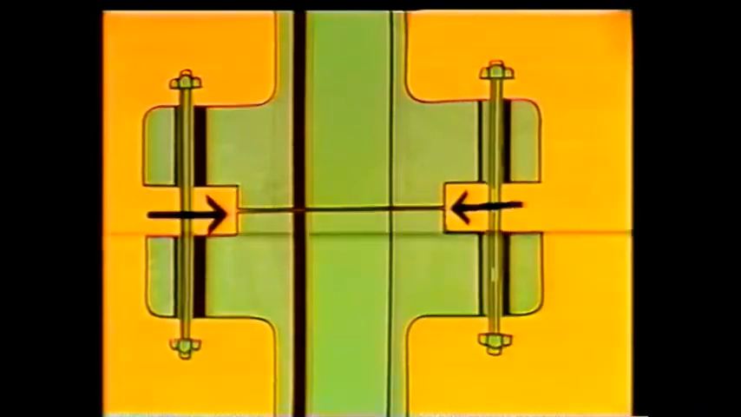Now, this is a raised face. The raised portion, often called the boss, can be raised anywhere from 1/16 to 1/4 of an inch. The second type of flange face is the male-female. The male face has a raised portion which fits into the female face when the flanges are connected.